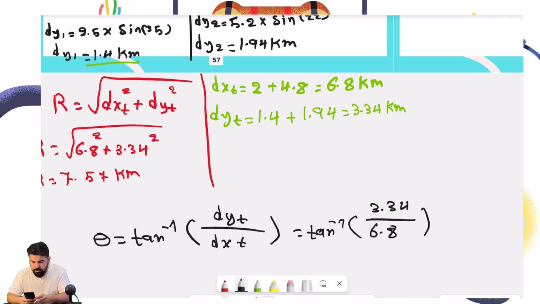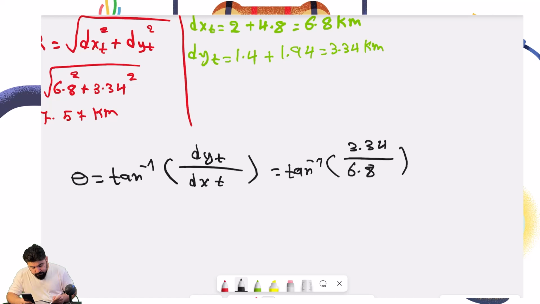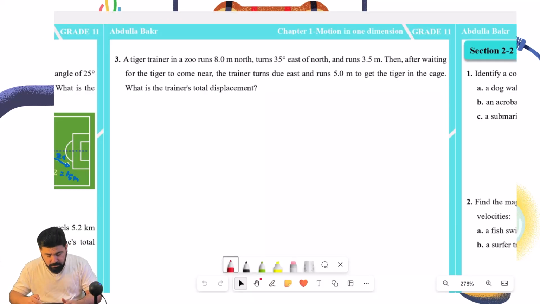Okay, now let's find this. So theta is equal to 26.15 degrees. Okay guys, so you have question 3.